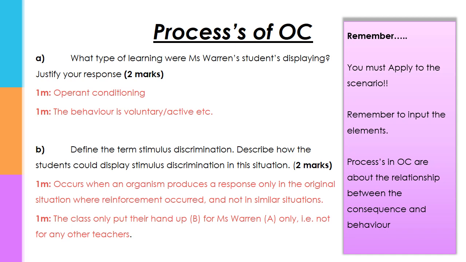So stimulus discrimination occurs when an organism produces a response only in response to the original situation when reinforcement occurs, not in a similar situation. So the class will only put up their hands for Miss Warren and not for any other teacher. Make sure you give me the elements. So what's the B, what's the A, what's the C?